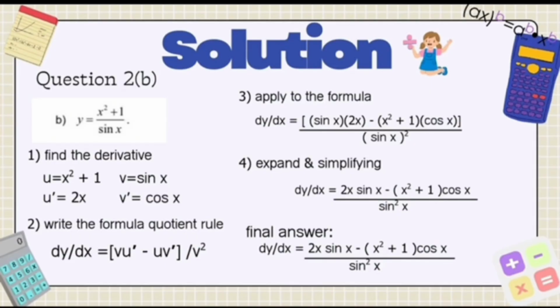First, we find the derivative of function u and function v. So we have to write the formula for the quotient rule: dy over dx equals vu' minus uv' over v to the power of 2. Then we apply to the formula, so we get dy over dx equals sin x multiplied by 2x minus x to the power of 2 plus 1 multiplied by cos x, over sin x to the power of 2. Then we expand and simplify it. So the final answer is dy over dx equals 2x sin x minus x to the power of 2 plus 1 cos x over sin x to the power of 2.